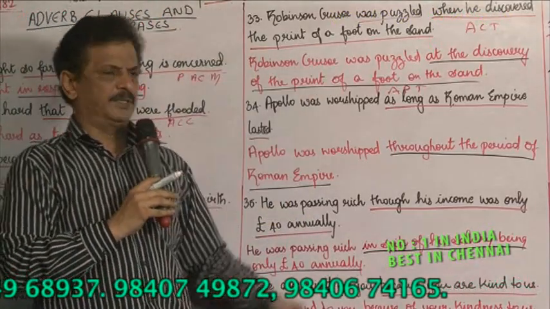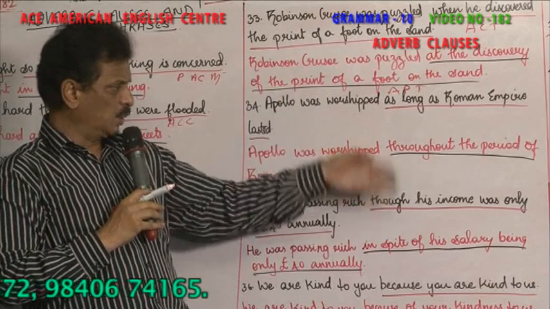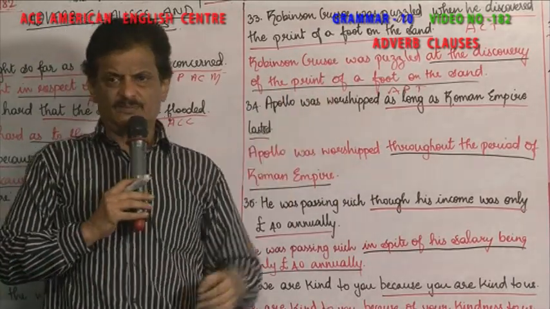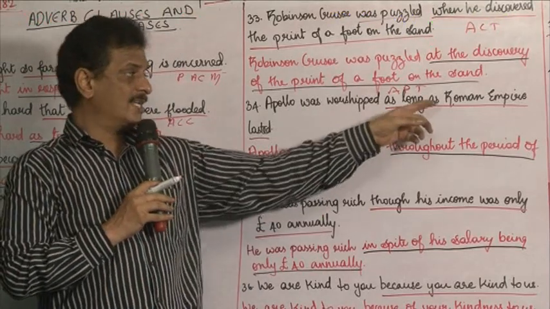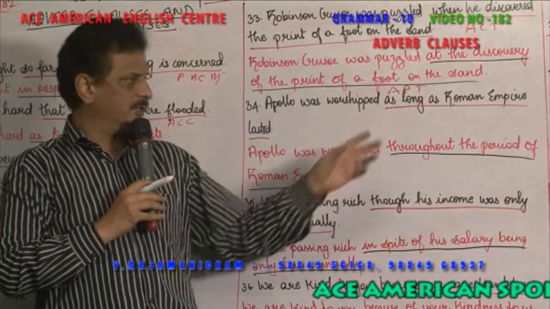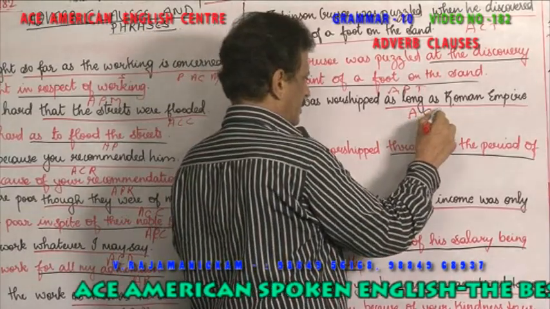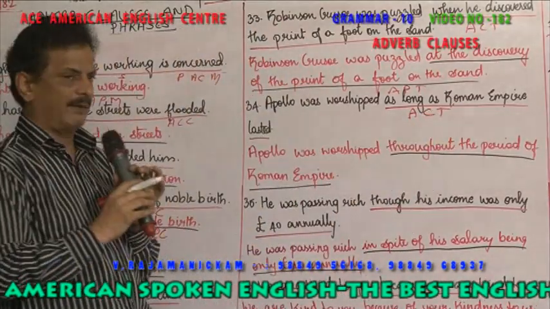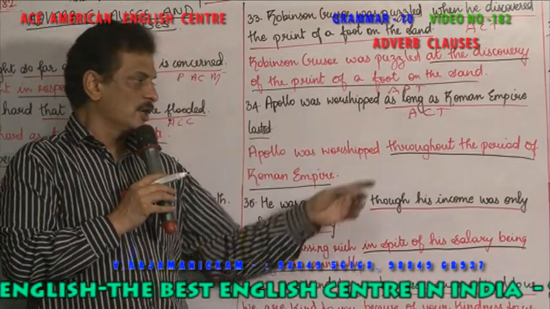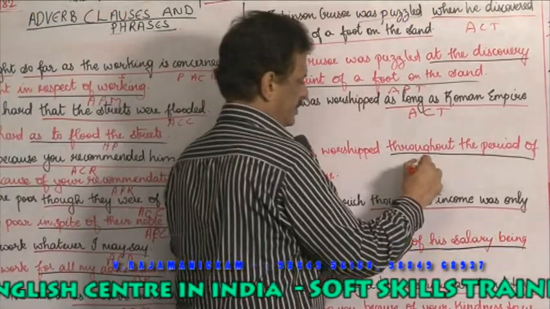Apollo was worshipped. Apollo is a god, an angel. Was worshipped is a full sentence, subject and predicate were there. How long? As long as the Roman Empire lasted. Roman Empire is the subject, lasted is a verb. So as long as the Roman Empire lasted becomes an adverbial clause of time. So you have to change this into a phrase without a verb. Apollo was worshipped throughout the period of the Roman Empire, no verb is there. So it becomes an adverbial phrase of time.